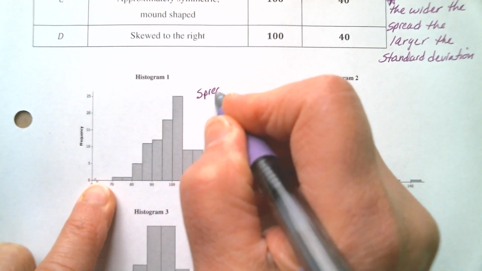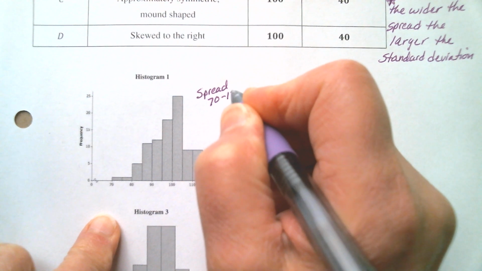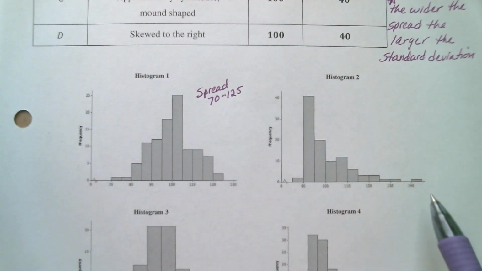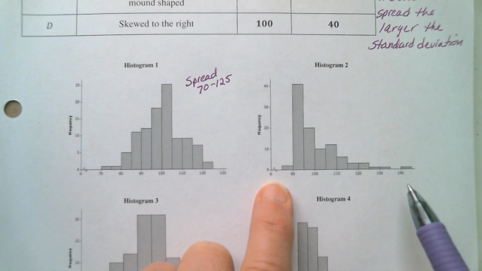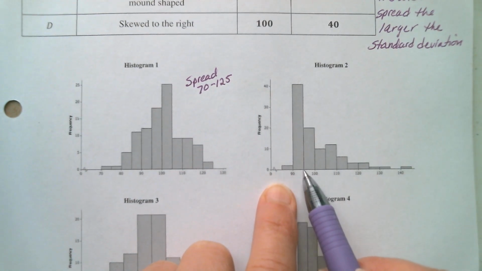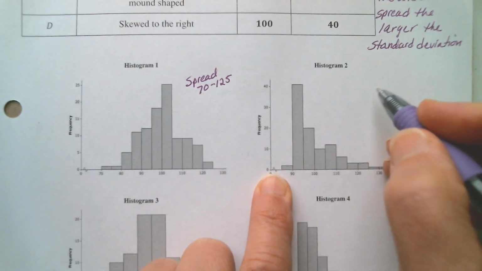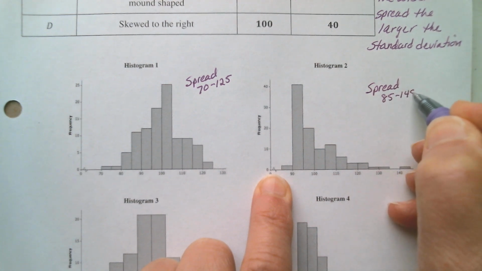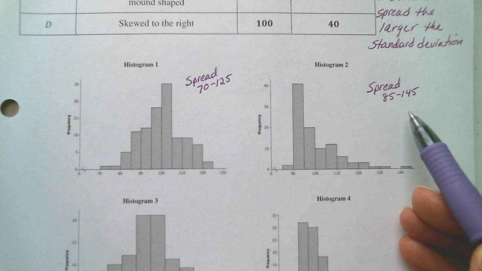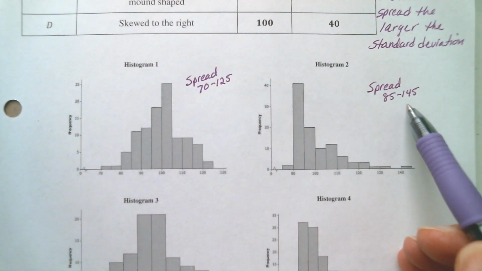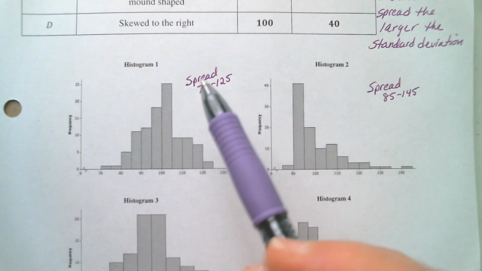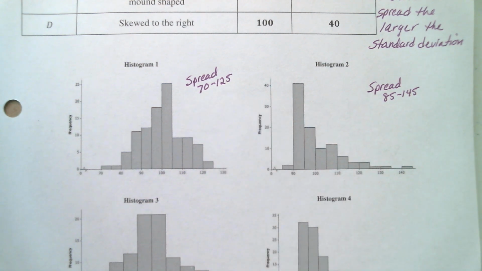So spread is 70 to 125. It's not that large of a spread. 55. Histogram 2 has a spread from, let's see, if this is 90, that would be 95. So 85 to 145. That's a spread of what, 60? So this was a spread of 50. This is 60. That spread is the difference between 125 and 70, which is 50. Or if you start from 70, you add 50 and get 125.